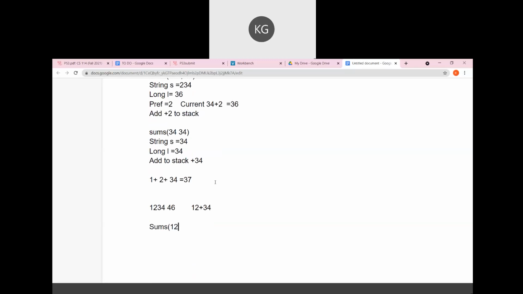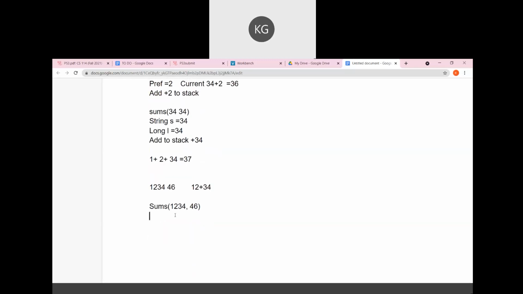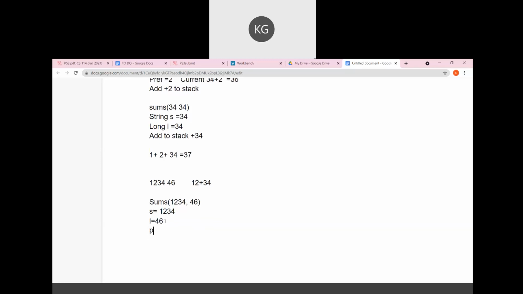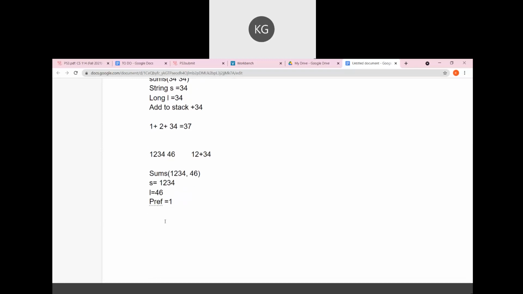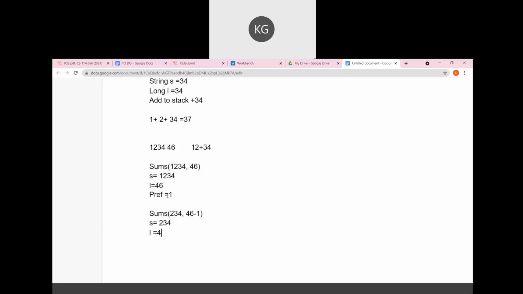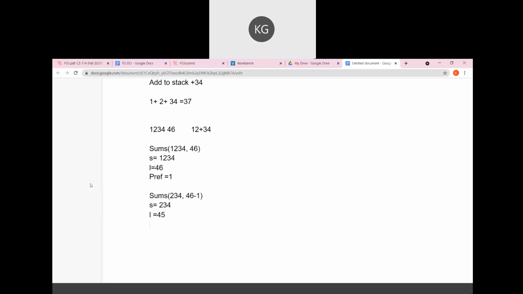I'm just going to write the original function, sums, 46. And so then our S is 1, 2, 3, 4, and L is 46. Guys, don't forget that this is a string, so convert it to a long when you're parsing through it or using it for numbers, and then you probably have to put it back. So we have 1, 2, 3, 4, 46, and our prefix is 1. And then it's the same thing, right? Where these two are not equal, so we're going to have to do 2, 3, 4, and 46 minus 1. So now S is 2, 3, 4, and L is 45. And our prefix is what?